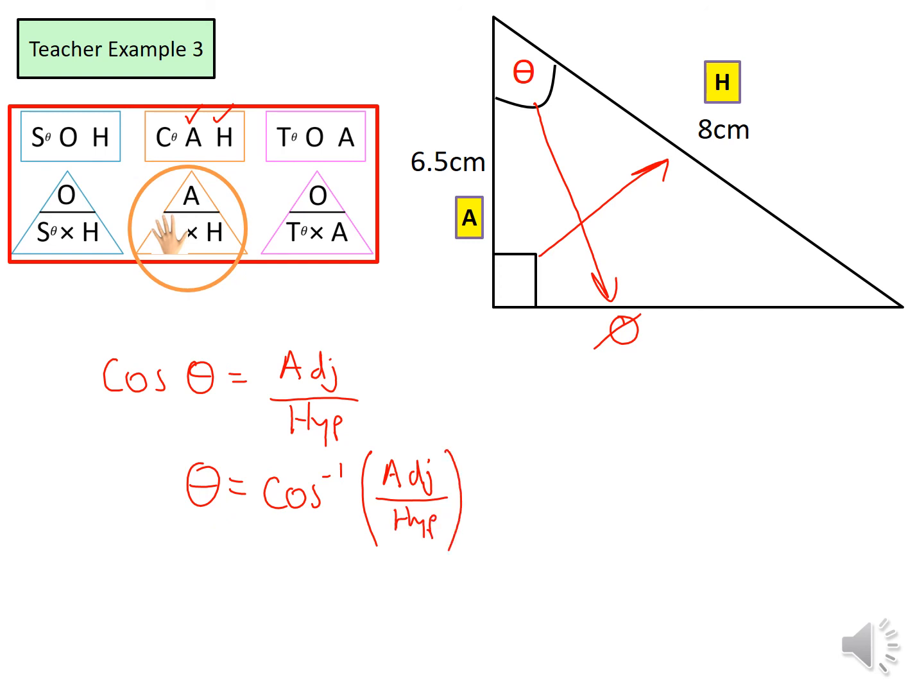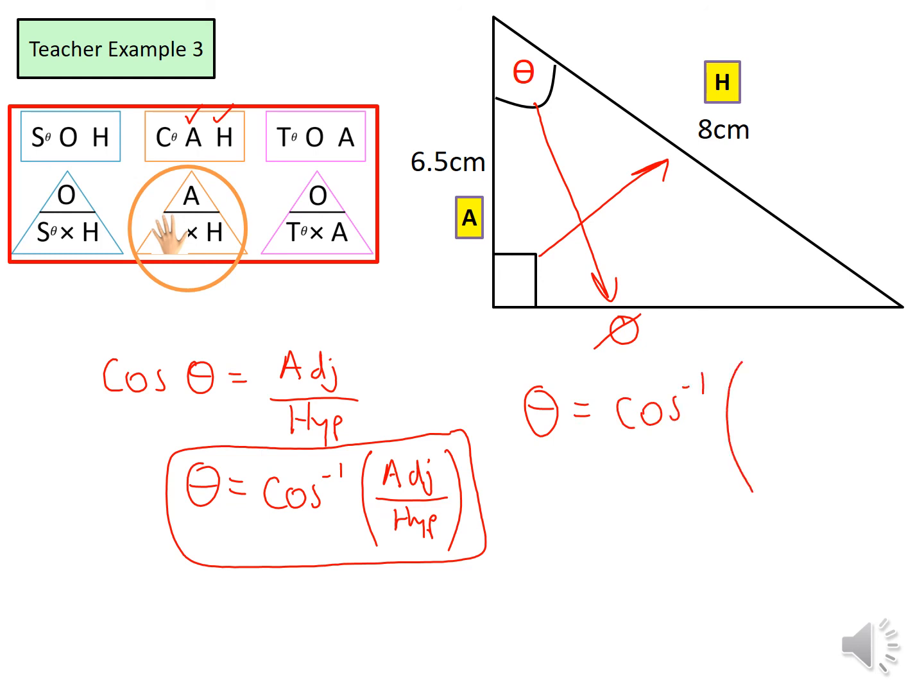Now you can substitute into this formula here, and you will get angle equals cosine minus 1. What is your adjacent length? It is 6.5. What is your hypotenuse? 8. You put that into your calculator, and your angle should be 35.7 degrees to 1 decimal place.